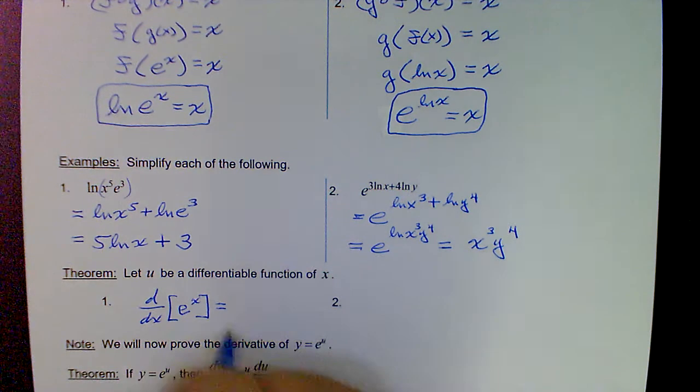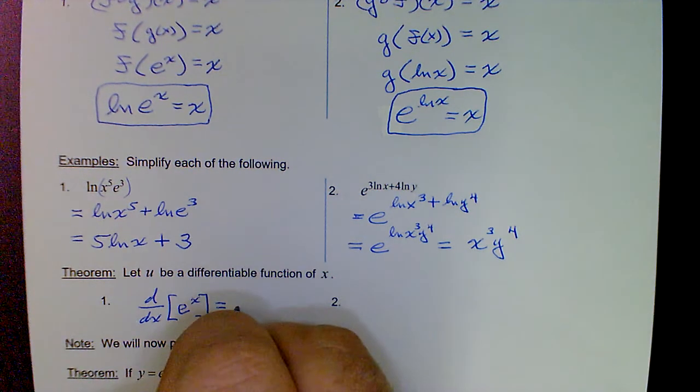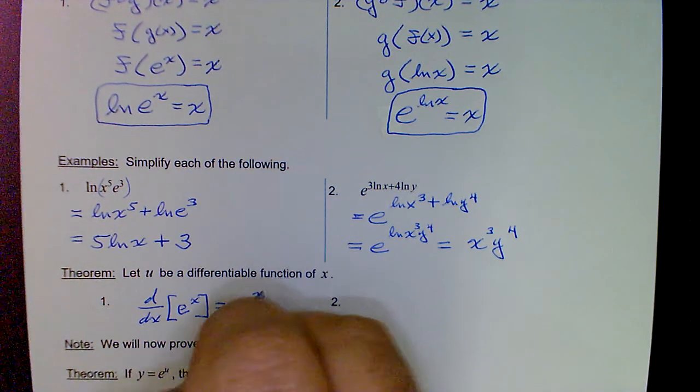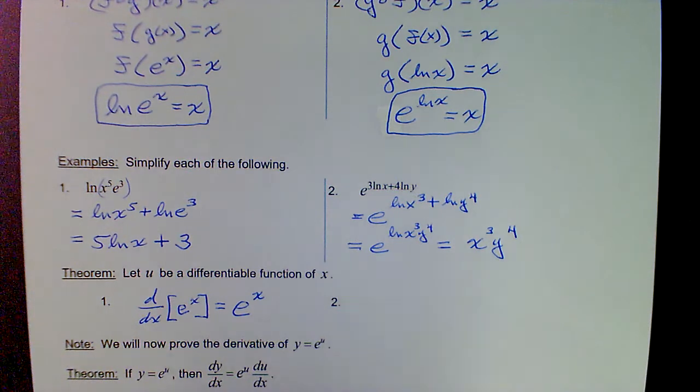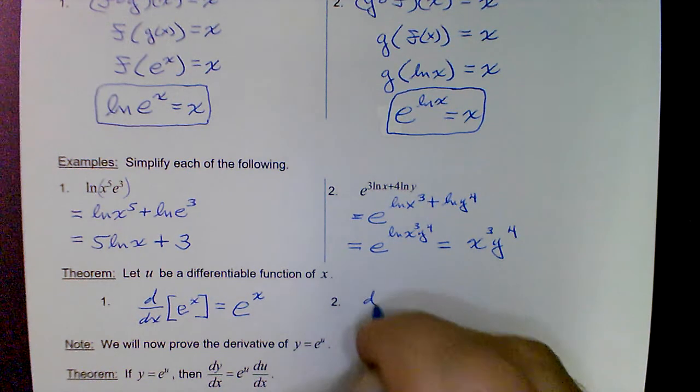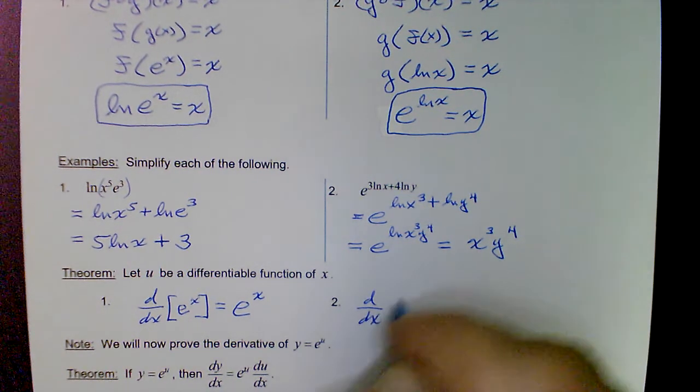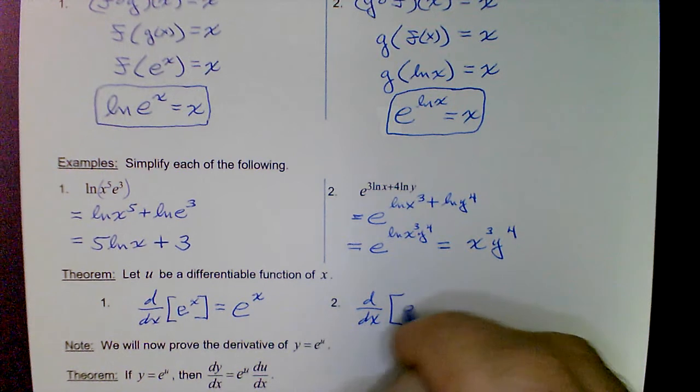Okay, easiest formula you can imagine. Derivative of e to the x is e to the x. But then we have the chain rule version. Derivative with respect to x of e to the u.